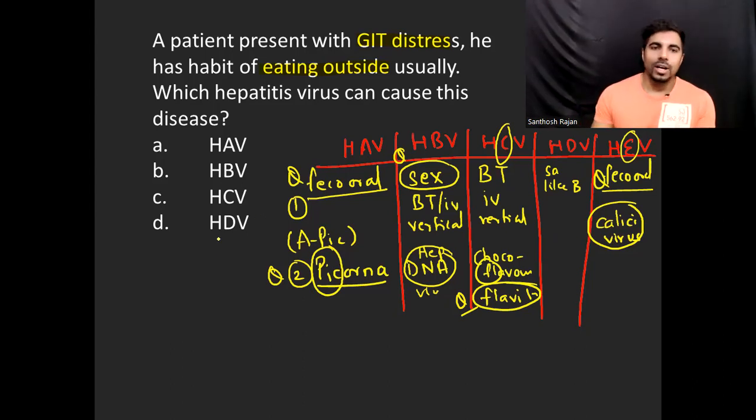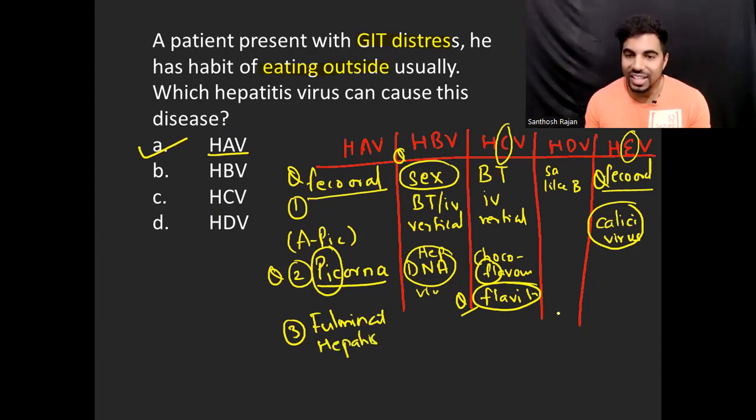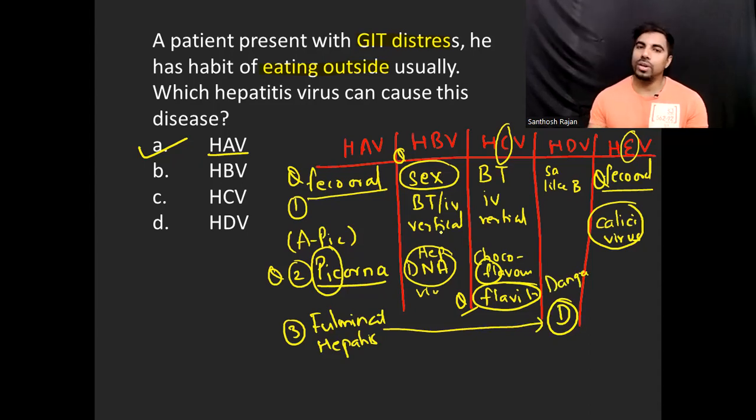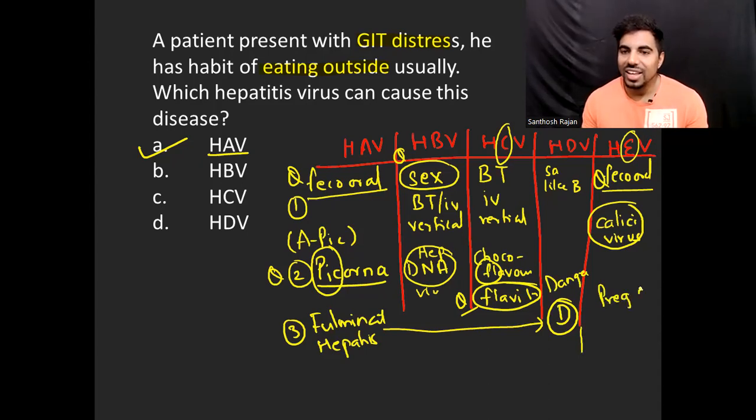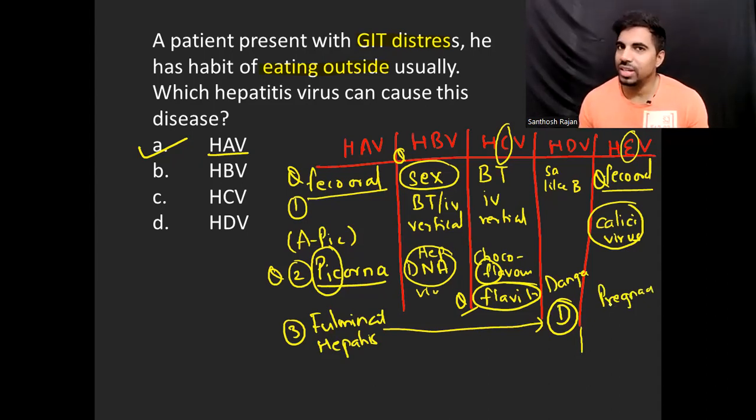Now let's go to this question. Eating outside food habit, so it is hepatitis A virus. One more thing I forgot: which of the following causes fulminant hepatitis? Fulminant means the most dangerous. That is D, D for danger. Compared to B, D is the most dangerous one. But if they ask in pregnancy, what happens in pregnancy? It is the hepatitis E virus.